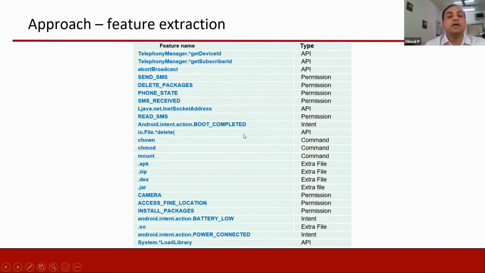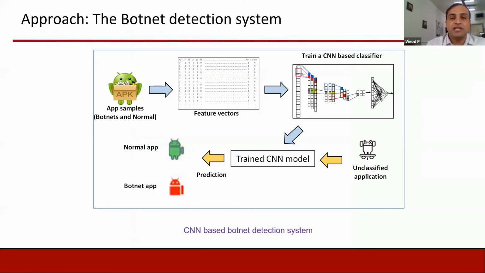So these are certain commands. Ultimately, we represent each application in the form of a linear vector, which is basically Boolean. If a particular API is present, we mark it as 1. If it is absent, we mark it as 0. Then we submit this application vector.